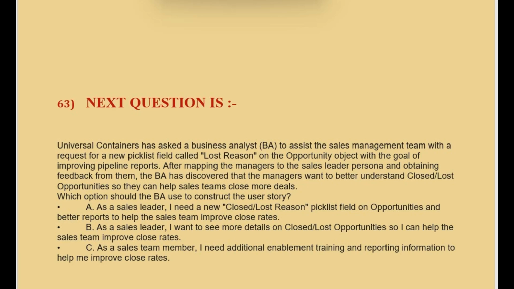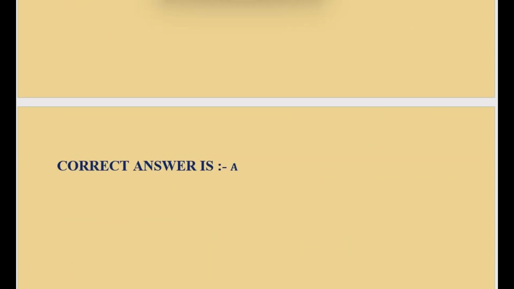Option A. As a sales leader, I need a new closed or lost reason pick list field on opportunities and better reports to help the sales team improve close rates. Option B. As a sales leader, I want to see more details on closed or lost opportunities so I can help the sales team improve close rates. Option C. As a sales team member, I need additional enablement, training, and reporting information to help me improve close rates. Correct answer is option A.